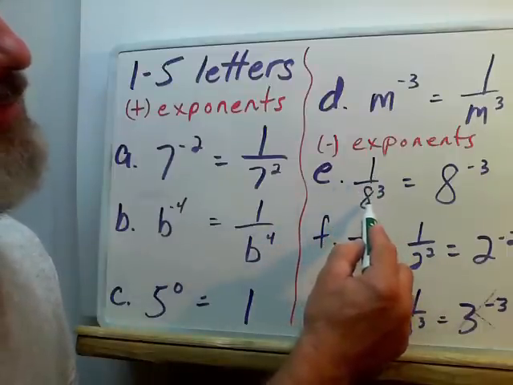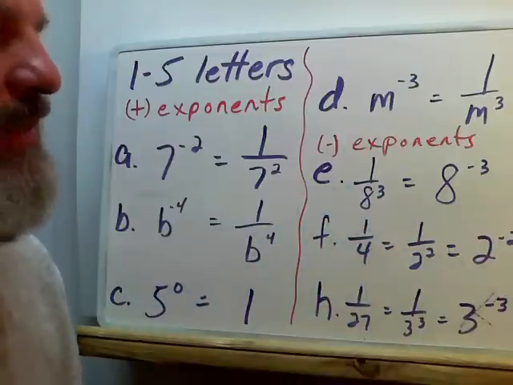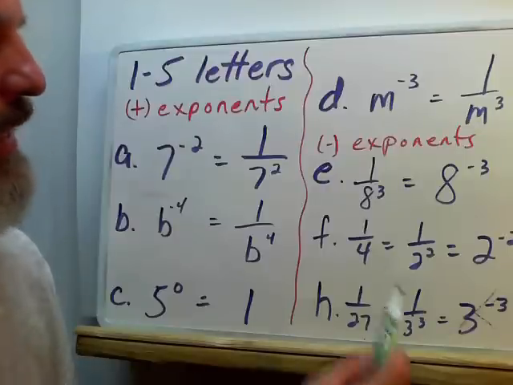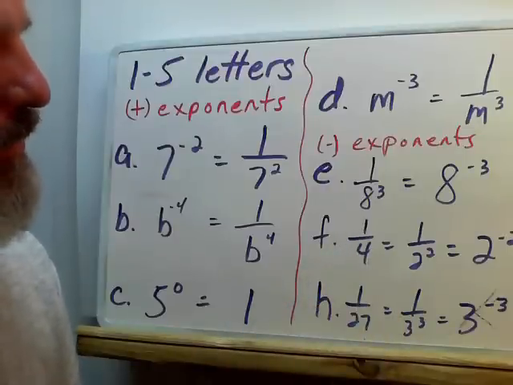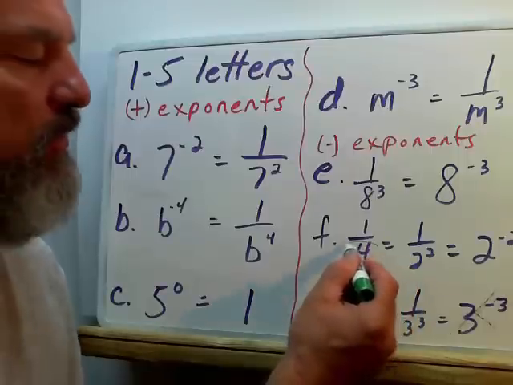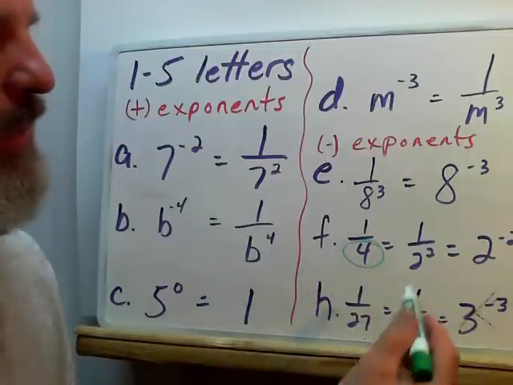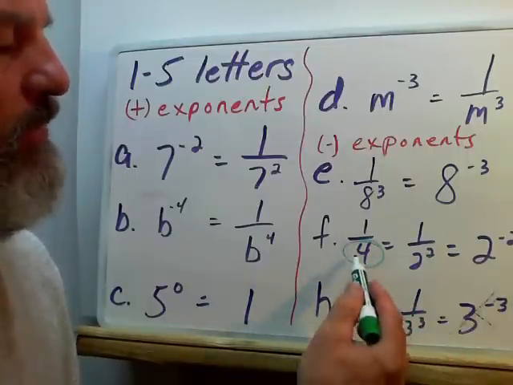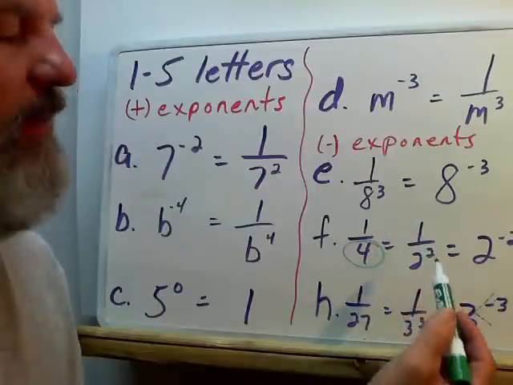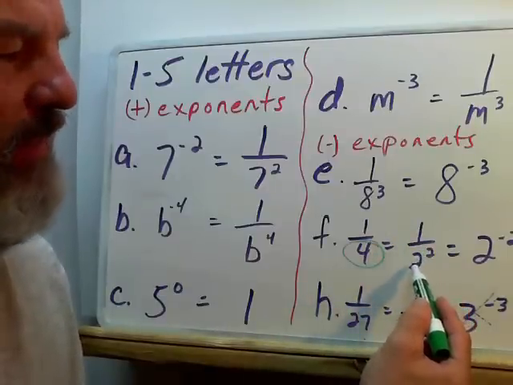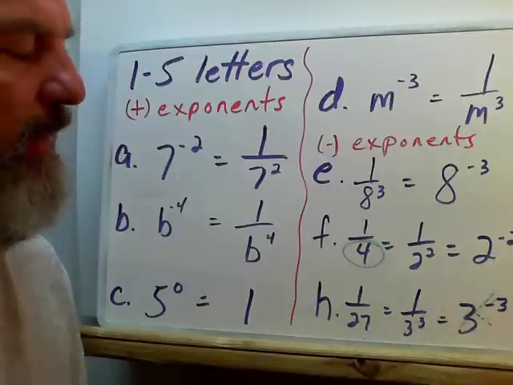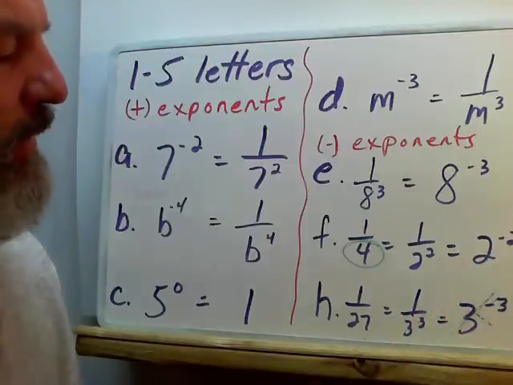1 over 8 to the positive 3 is like saying 8 to the negative 3. F, 1 over 4. Now in this case, they want you to recognize that this is a perfect square, so 2 to the 2nd power is the same as 4. Rewrite it as that, and now you can see that you're going to be able to write that as 2 to the negative 2 by moving it to the numerator.